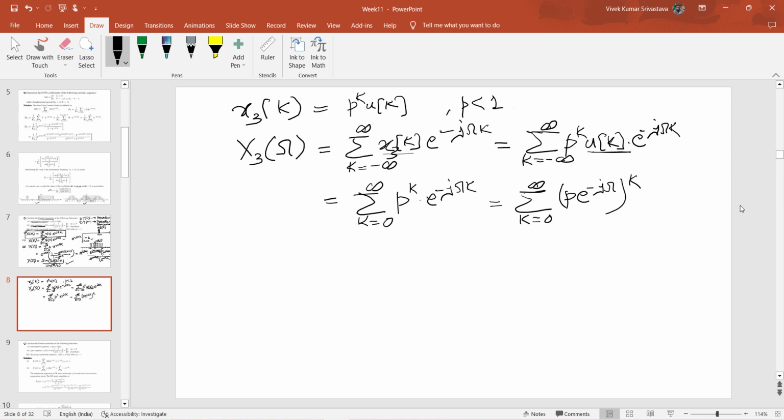This is basically a GP series, an infinite GP series. The summation of this kind of GP series is written as 1 over 1 minus r, which is 1 over 1 minus p e raised to the power minus j rho. So this is basically the discrete time Fourier transform corresponding to the decaying exponential function.